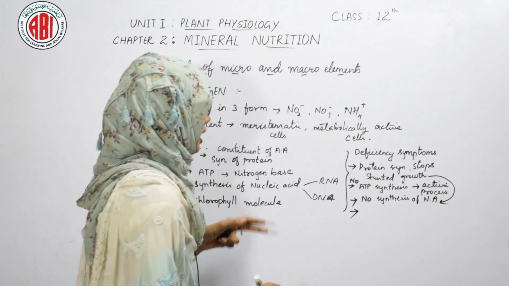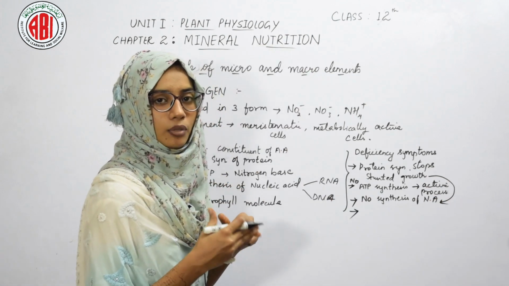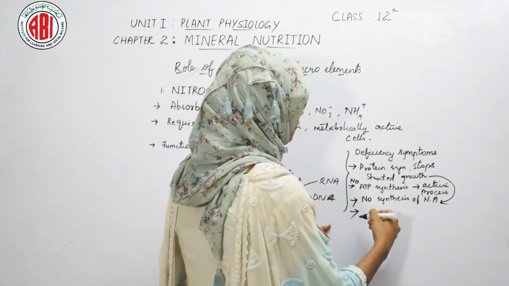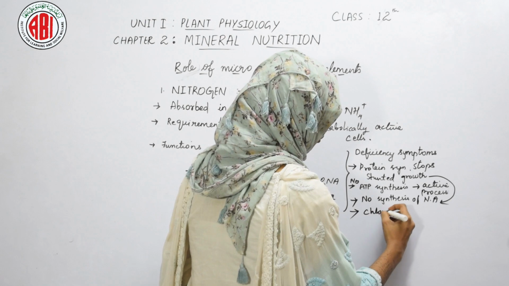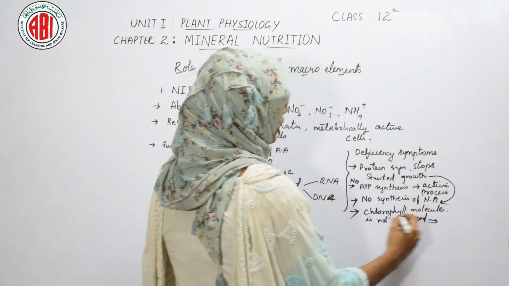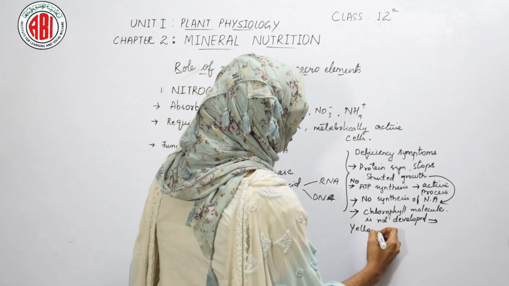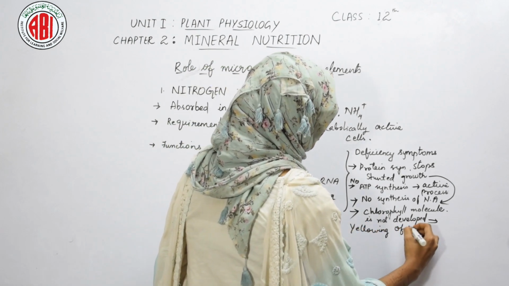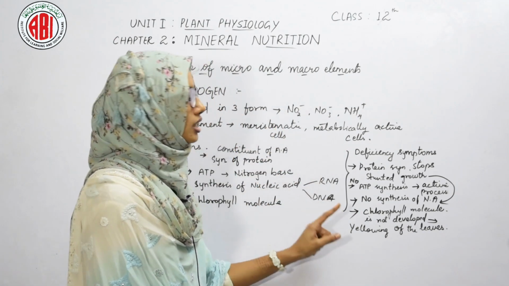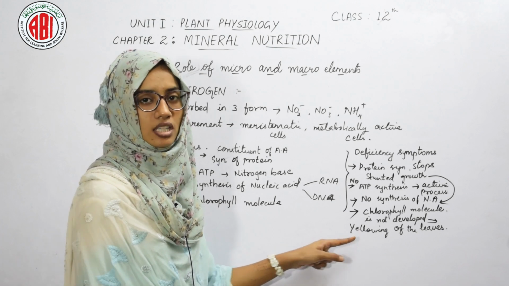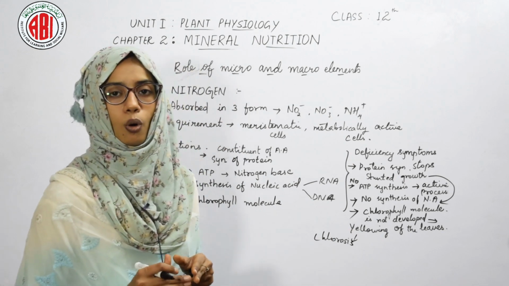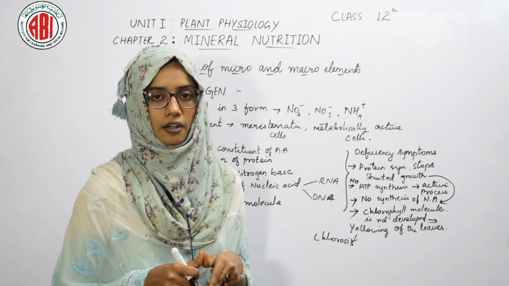And as nitrogen helps in making up the chlorophyll molecule, if nitrogen is not available and the chlorophyll molecule is not developed due to the deficiency of nitrogen, we can see the yellowing of the leaves. The deficiency of the element nitrogen shows the yellowing of the leaves, and this condition is termed chlorosis, which is observed only in the older leaves or the lower leaves of the plants.